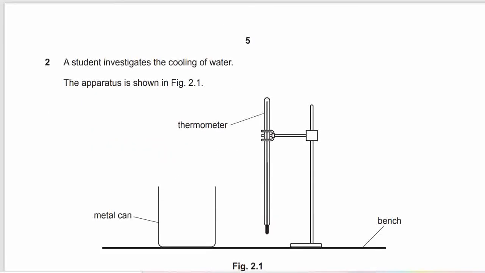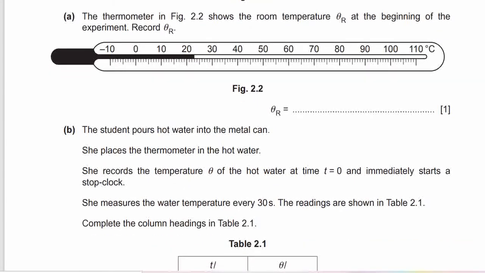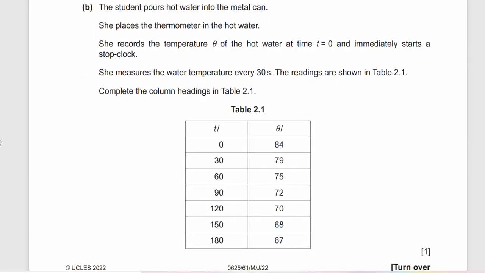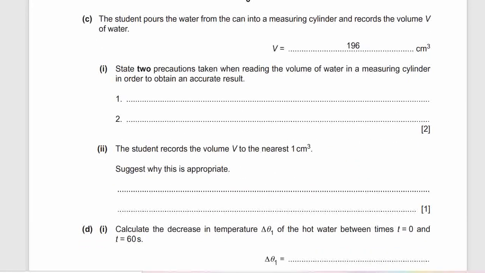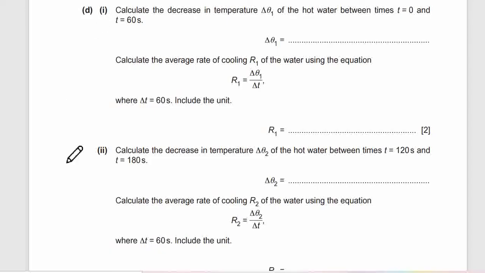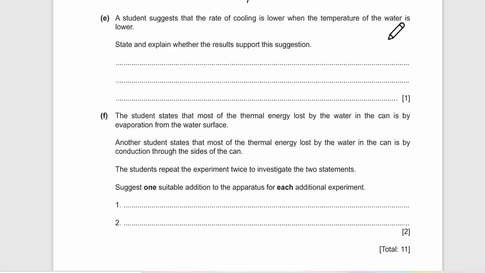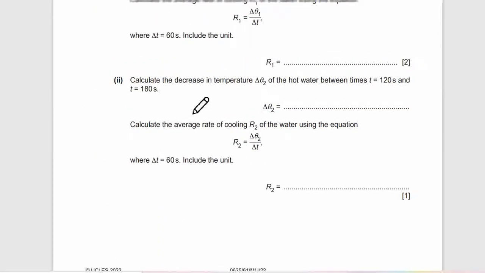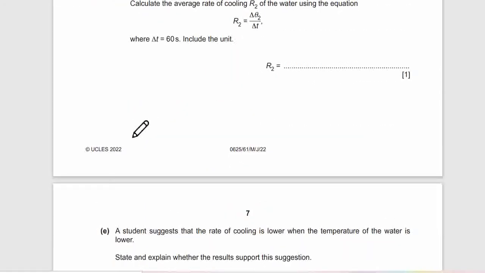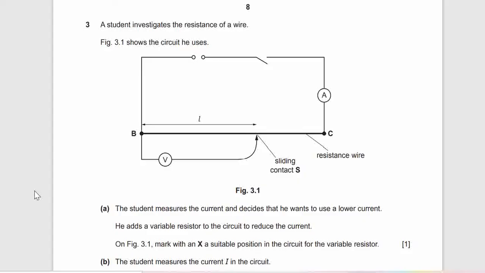Next, we go to question 2. This is 2A and 2B. This is still 2B with a table. And next, this is question 2C, part 1 and 2, and question D, D part 1 and D part 2. Next, this is question E and F, 2E and F. Next is question number 3, 3A.